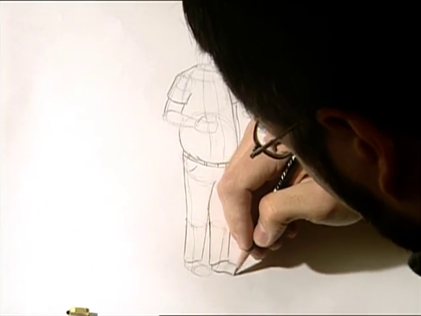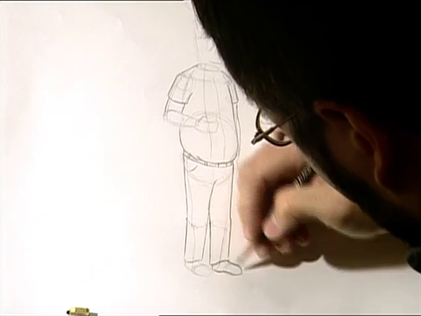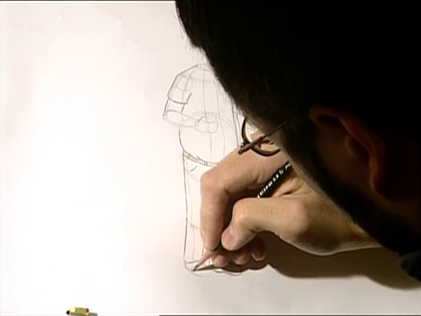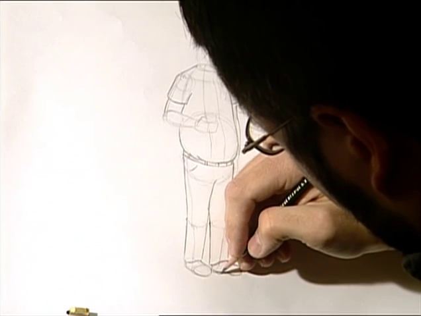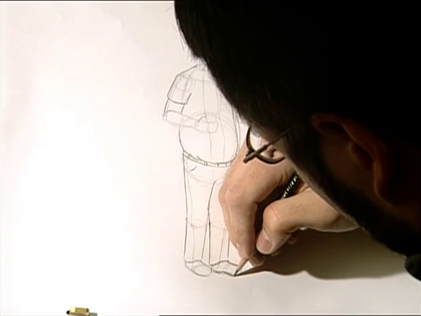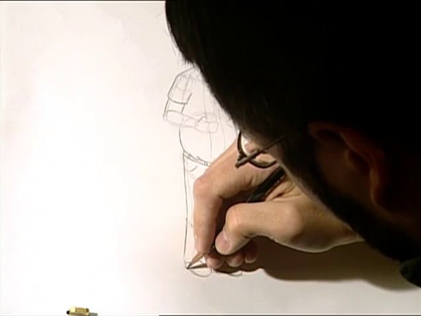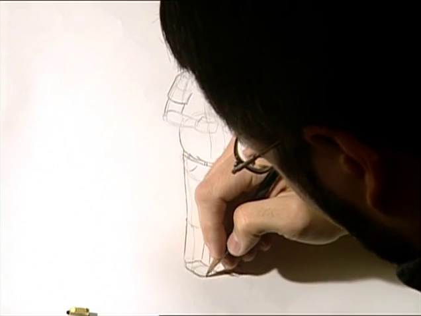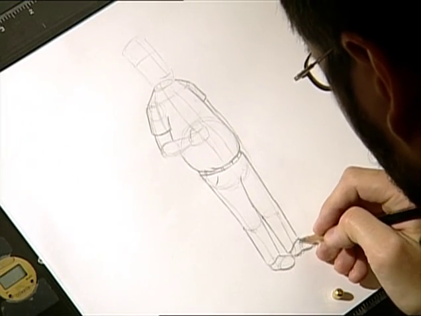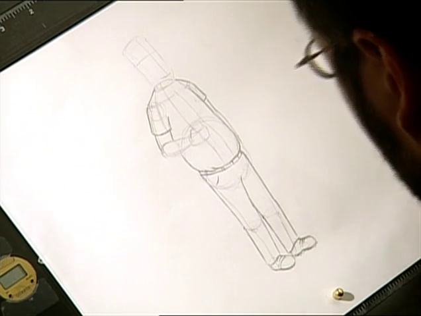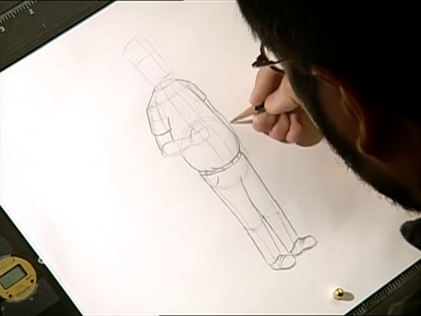Then onto his shoes. Hank wears sort of a hiking boot. Kind of finish those off a little bit. Put a little bit of tread on the bottom. And then shoelaces. Very simply formed shoelaces, just little lines right across the top of his shoe.